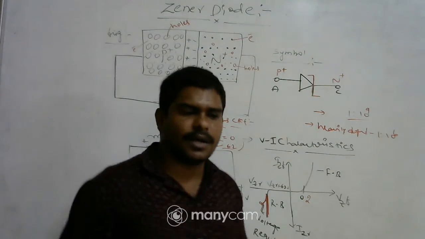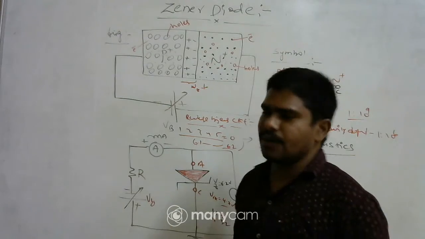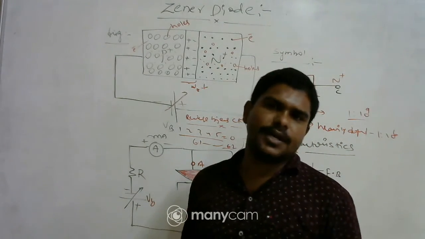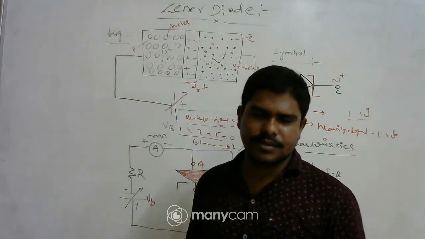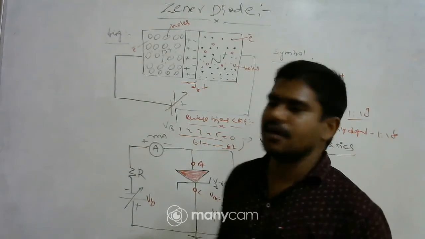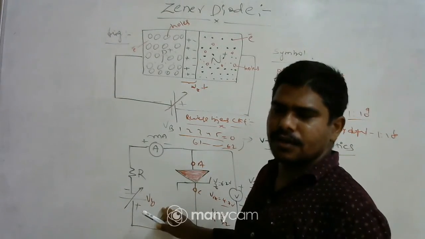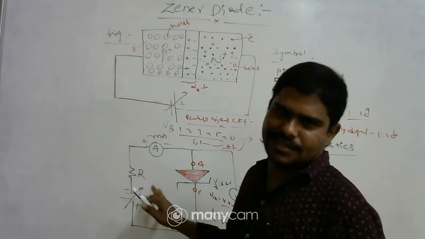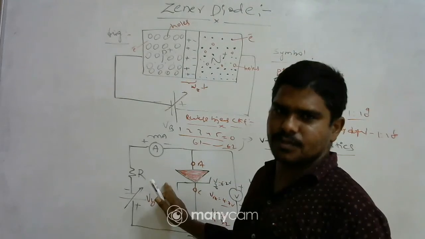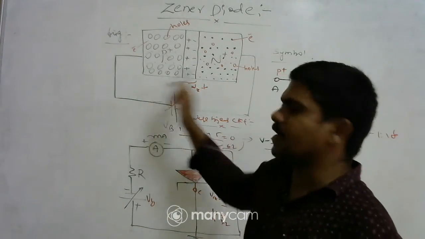Avalanche breakdown occurs in a lightly doped diode because it requires more voltage, greater than 6 to 7 volts. Zener breakdown in a Zener diode occurs at less than 6 or 7 volts. At a small voltage Zener breakdown will occur, because the diode is heavily doped.